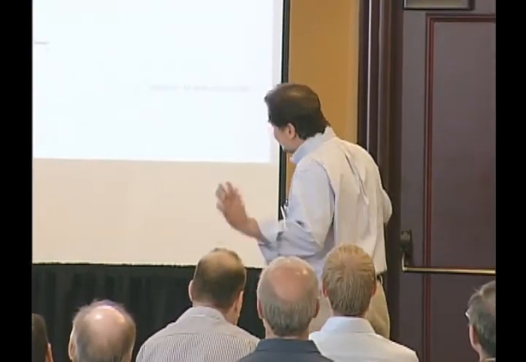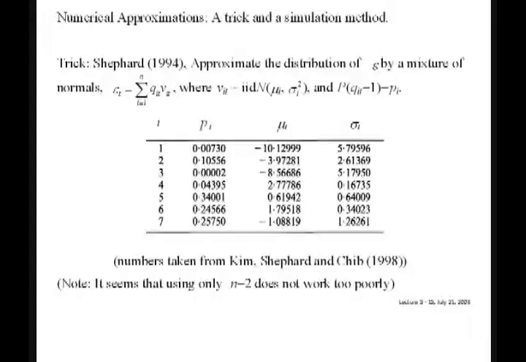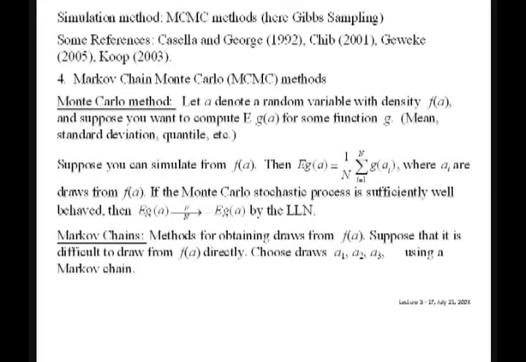But okay, that's fine. So that's the trick. The trick is to approximate this log chi-squared 1 thing by a mixture of normals, and here are the coefficients, the normals and the mixtures. And I've done some of this with n being much smaller, instead of 7 a smaller number. I think I wrote 2, but maybe 3 or something. I don't know. Okay, so that's the trick. Okay, and now we need some simulation methods.